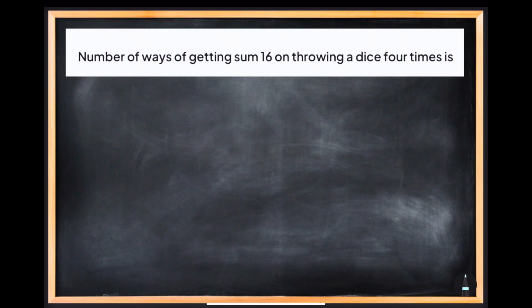Okay, so we got this situation. The number of ways of getting 16 on throwing a dice 4 times. Now look at this. You know that you're throwing a dice and you have to distribute identical things, meaning the 1, 2, 3, 4, 5 and 6 are equally likely, right? And you are throwing it 4 times.